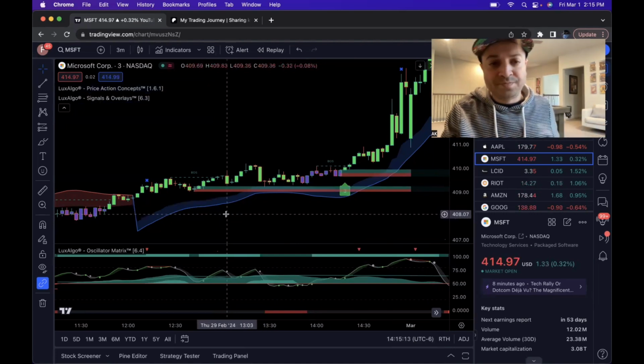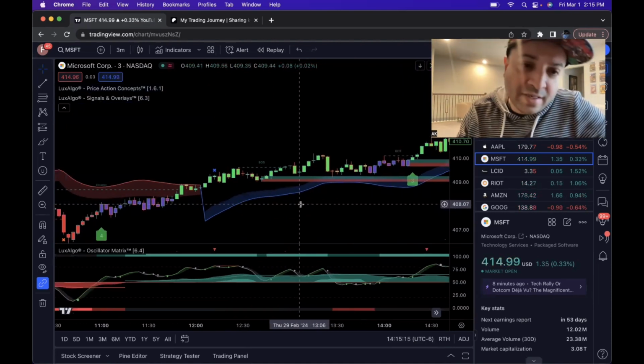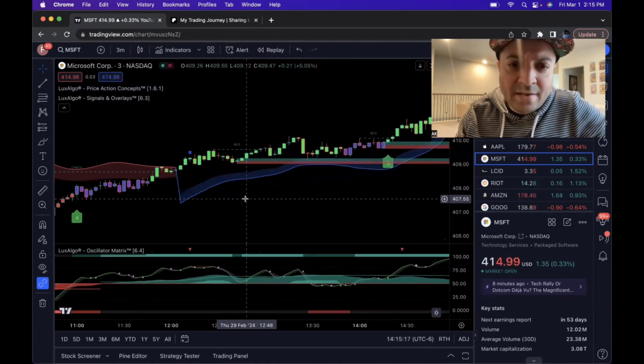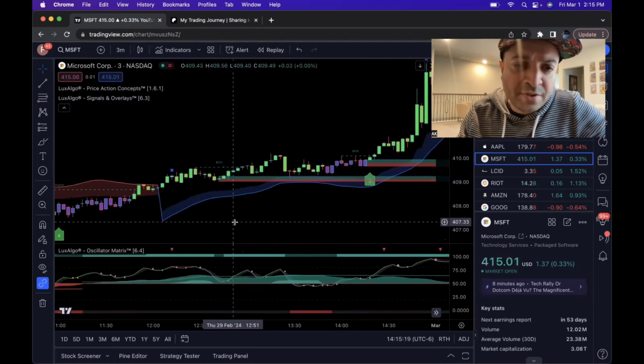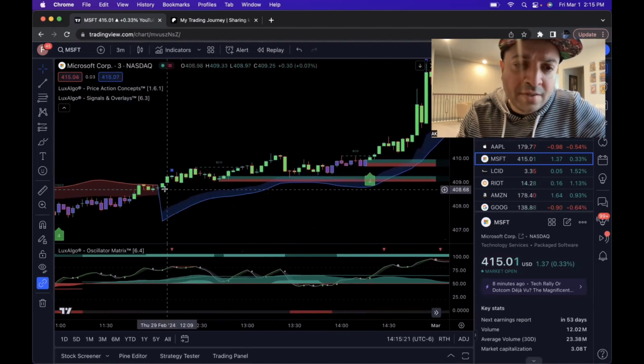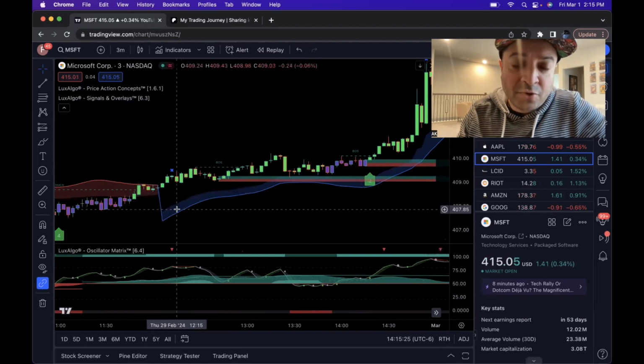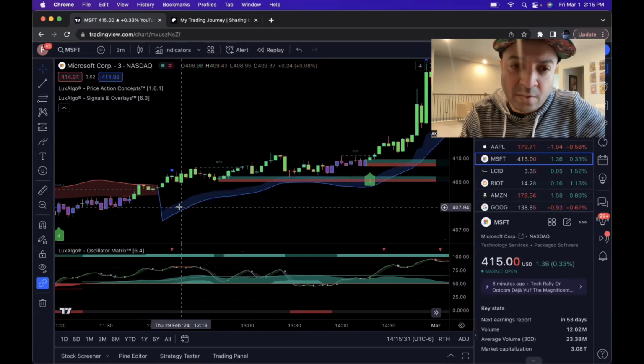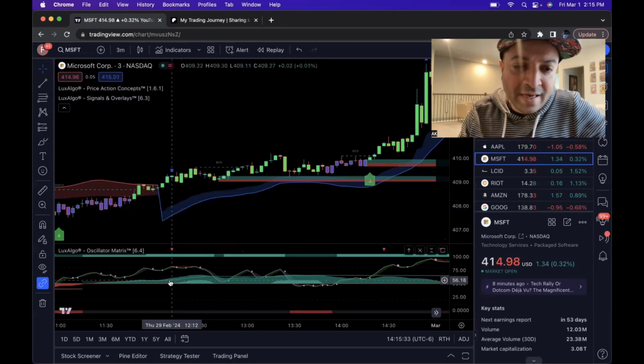All right. So basically, the way the strategy works is for me to take a long position, I want to make sure the candle coloring is green. The smart trail is blue and the price action's above the smart trail, because if it's below, it's going to be red. So I want the smart trail to be blue. And I want the money flow to be positive.